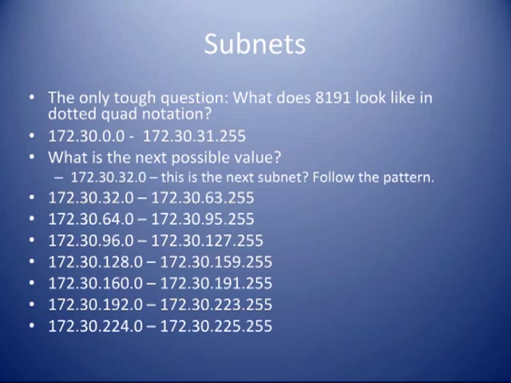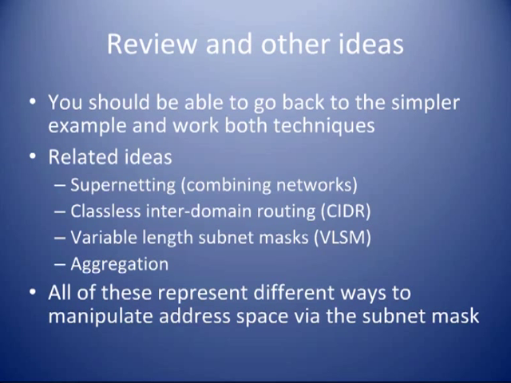I see we're getting a little long on time here, so I'll just polish off with our last slide. The chapter that we're going through now also goes on to talk about supernetting, classless interdomain routing, a little bit on variable length subnet masks and aggregation. These are ideas related to manipulation of the mask. The ideas are exactly the same. You steal bits in the other direction if you're going to do aggregation or supernetting or CIDR. But what we really wanted to do today was to give you 2 solid methods for handling subnetting. I think we're going to conclude right there, but all of these methods are just different ways to manipulate the address space via the mask.